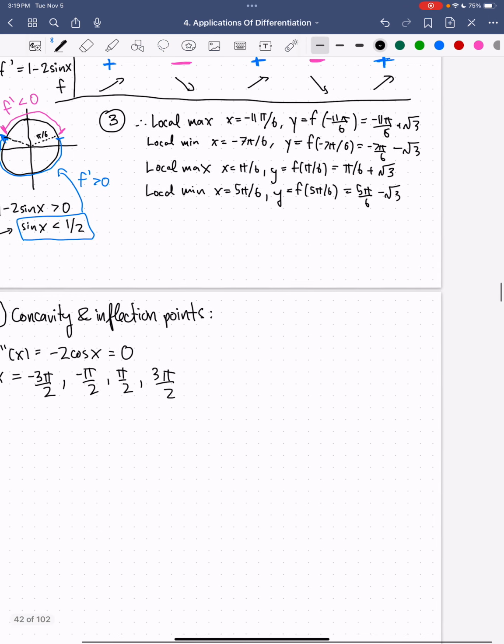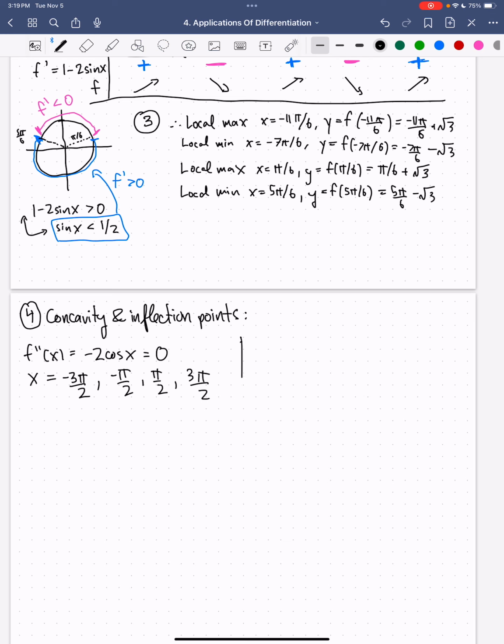So here we've now got 5 intervals. There's negative 2 pi, negative 3 pi over 2, negative 3 pi over 2 to negative pi over 2, negative pi over 2 to pi over 2, and pi over 2 to 3 pi over 2, and finally 3 pi over 2 to 2 pi.